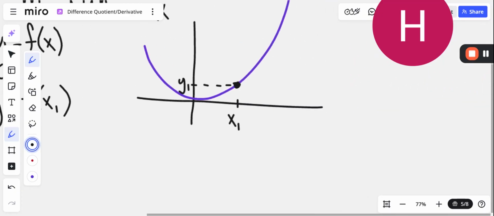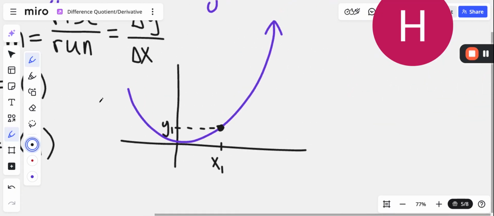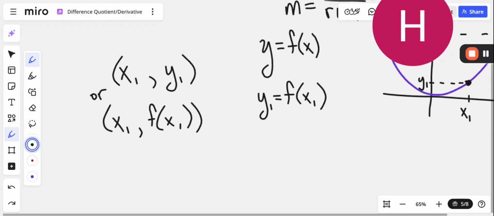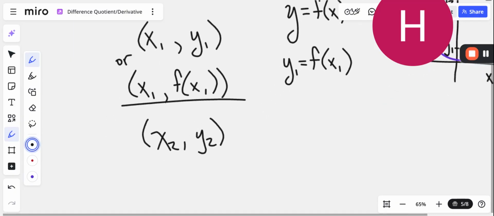Now, this next point, I'm going to go forward a little bit. You can go forward as much as you like. I'm going to go forward out to about right here and call this x2. Again, very reasonable what I'm doing here, right? Nothing mind-blowing. And what is the y value for that one? We're going to call this y2. Maybe it's not even lined up that well, but you get the idea. What can we call this point now? We can call this point x2, y2, or we can simply call it x2, f of x2.